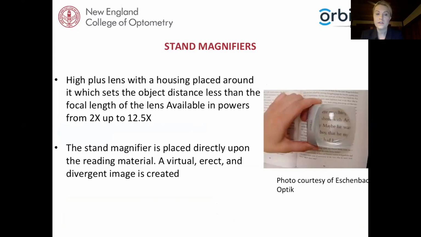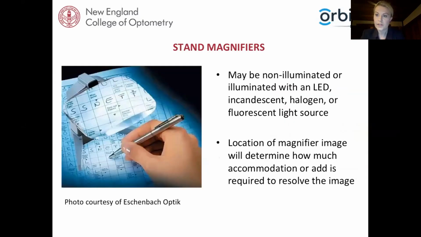And so this is a high plus lens with a housing placed around it, which sets the object distance less than the focal length available and creates some magnification by creating a virtual, erect, and divergent image. So the stand magnifier is placed directly on the reading material. It may be illuminated or non-illuminated. There's a lot of different lighting systems available depending on the lighting needs of your patient.